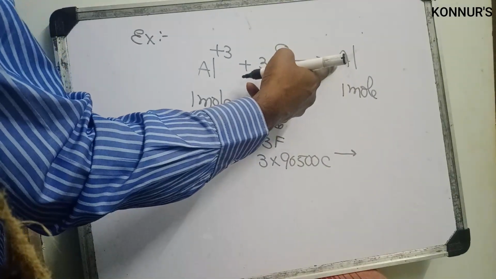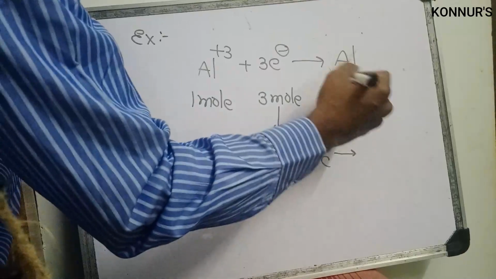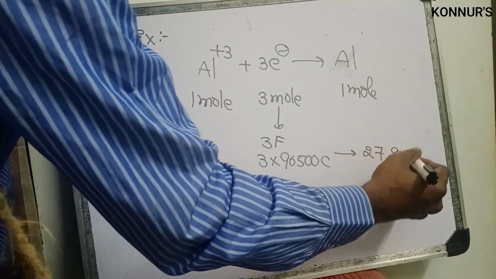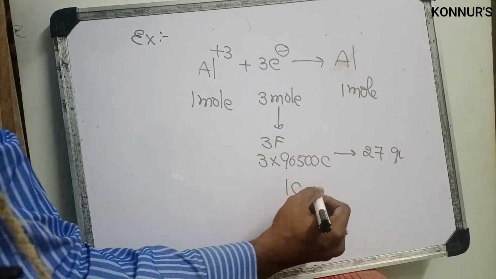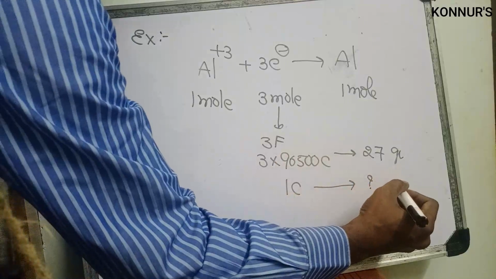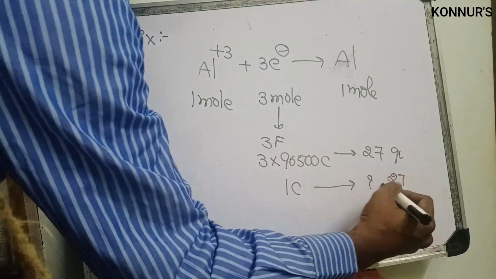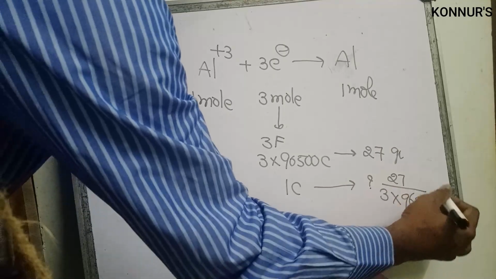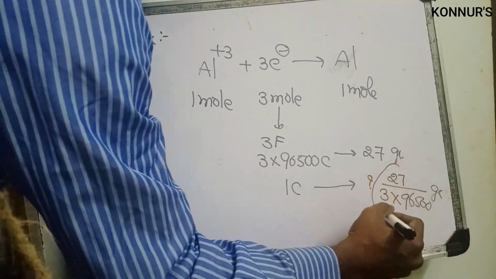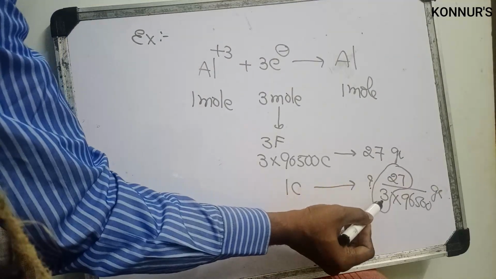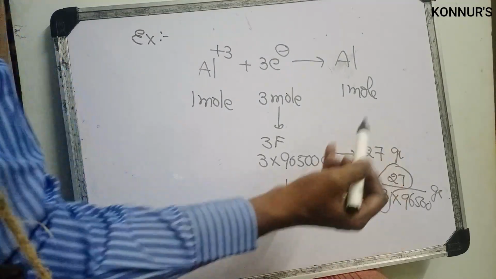See, atomic number is 13. So double is 26, odd number, so 1 you add. So 27 grams. Suppose 1 coulomb current only I want to send. How much is deposited? Cross multiplication you take. 27 by 3 into 96500 grams. So here also 27 by 3, atomic weight by valency. This is what? Equivalent weight.